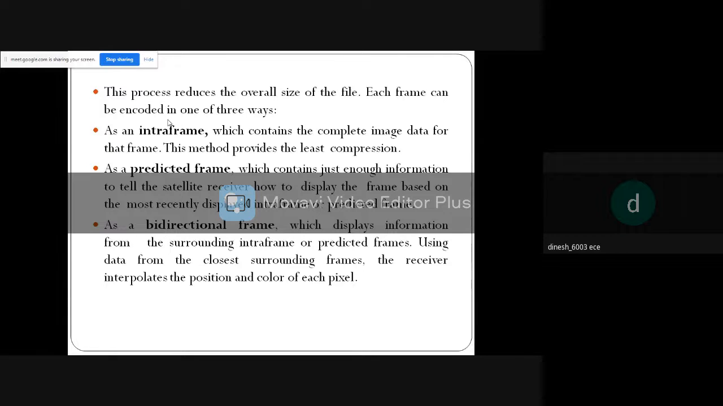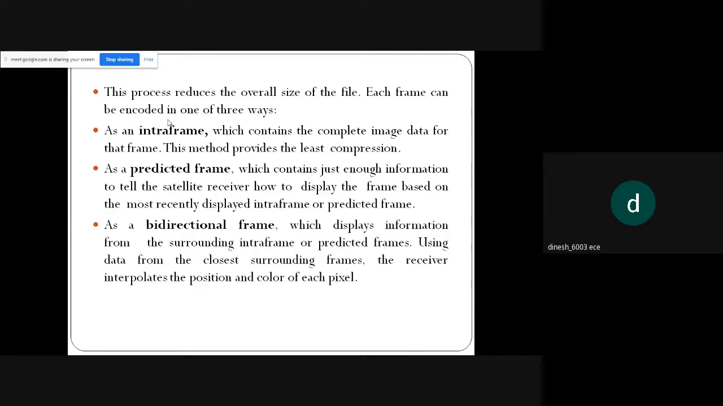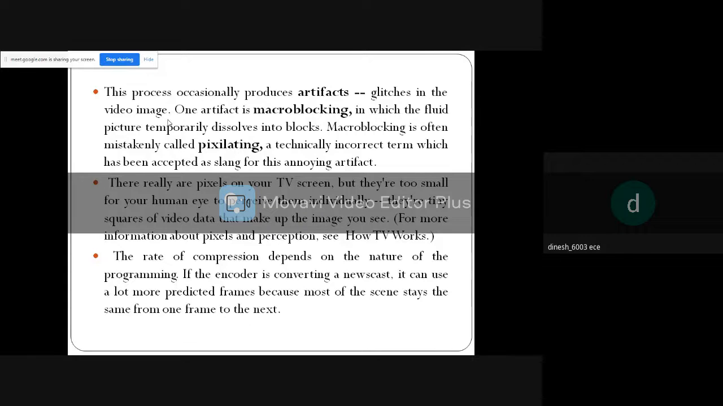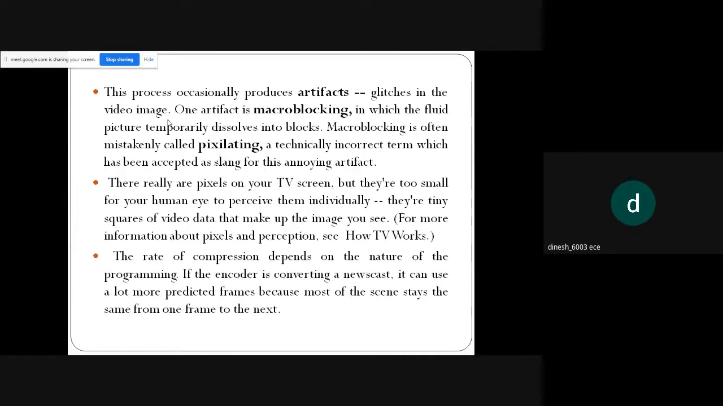Next, the bidirectional frame, which displays information from the surrounding I frames or P frames, using data from the closest surrounding frames. The receiver interpolates the position and color of each pixel. And the process occasionally produces artifacts, which are glitches in the video image. One artifact is macro blocking, in which the fluid picture temporarily dissolves into blocks.